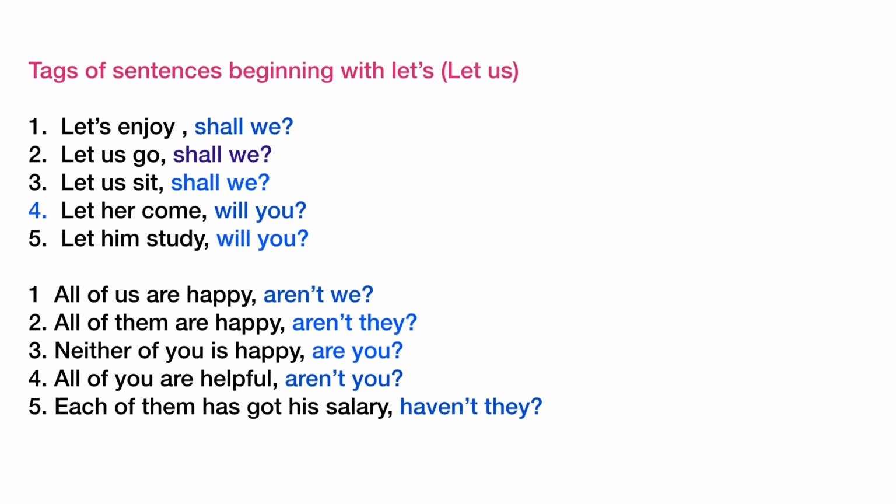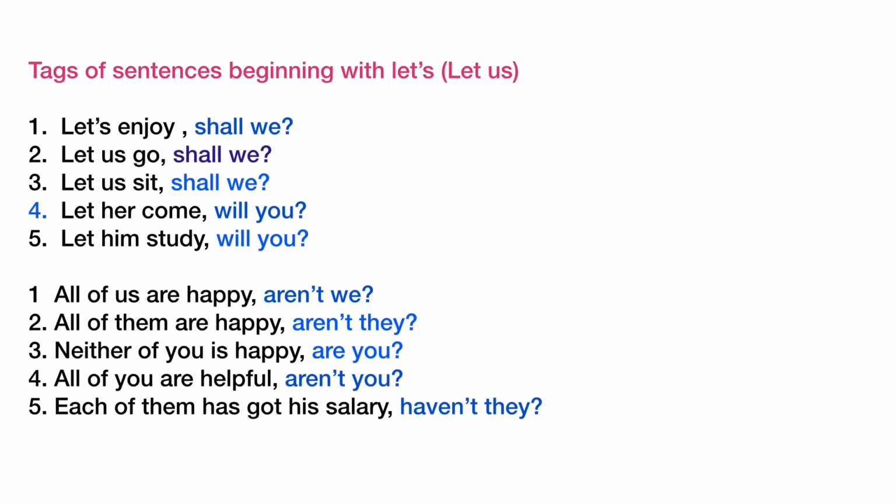Let's consider some more examples. All of us are happy. All of us means we. So the question tag is aren't we? All of them, it means they. All of them are happy, aren't they? Neither of you is happy. Neither takes negative statement. So the question tag is positive. Are you?